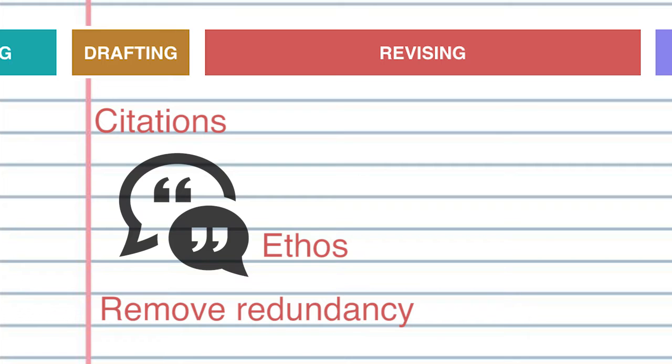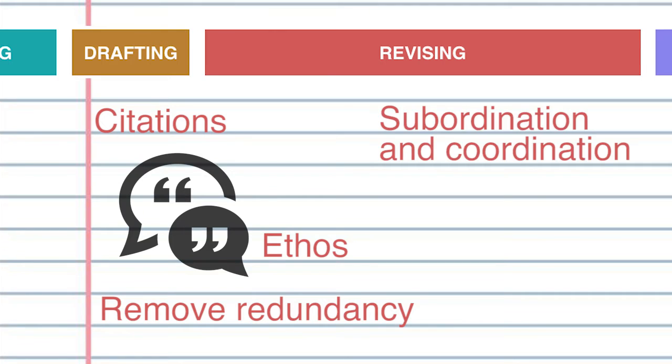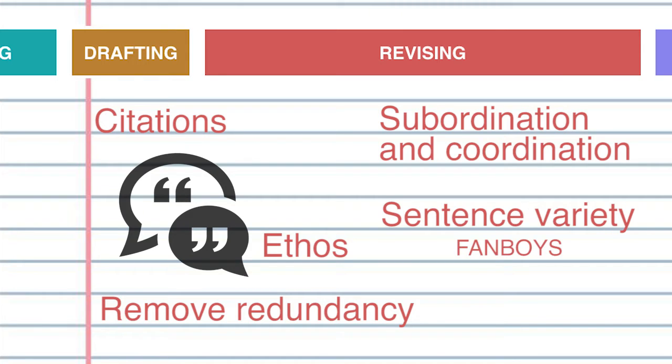Then you start looking at how well you're guiding your reader through the points using the sentence level skills of subordination and coordination to create sentence variety throughout your piece. You definitely don't want to have an overemphasis on long, complex sentences. That doesn't help the reader get through your points. You want to have nice variety and have a reason for short and long sentences, and really use the fanboys to coordinate and combine simple sentences, and then also use subordinators to really guide the reader through points.